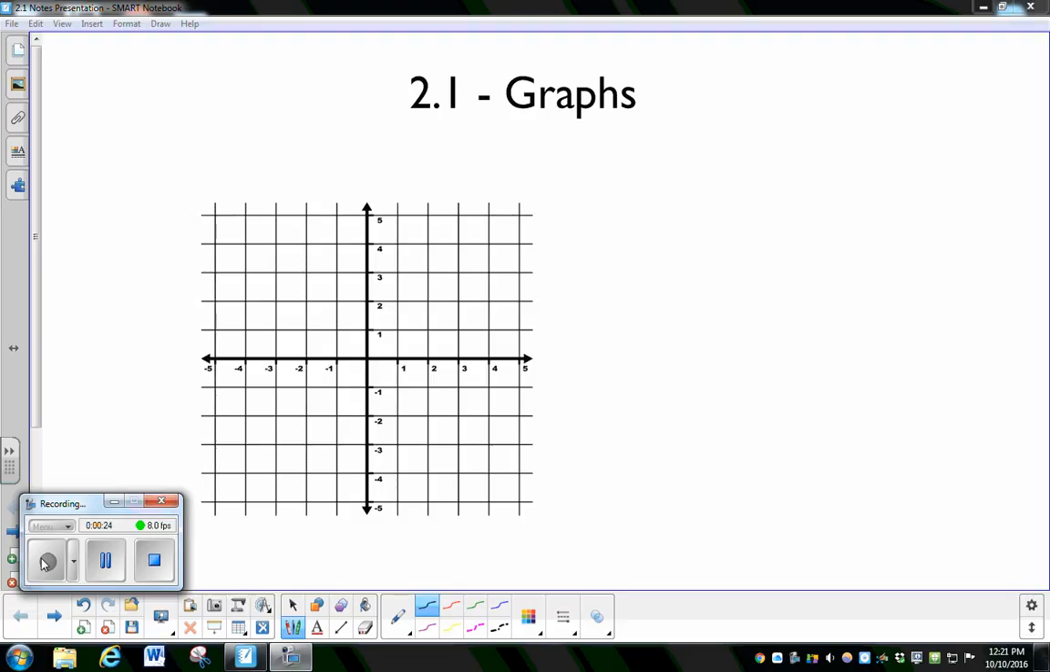So I want you guys to go ahead and draw an XY axis. You do not need to put the numbers on the axis. This is just the one that I found, but you don't have to write 1, 2, 3, 4 or anything on either the X or Y axis.